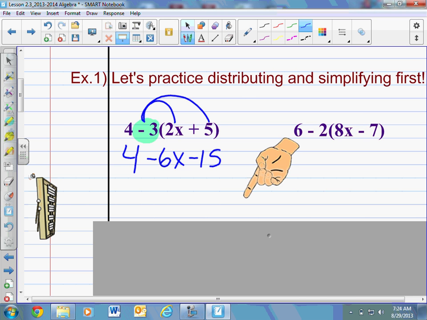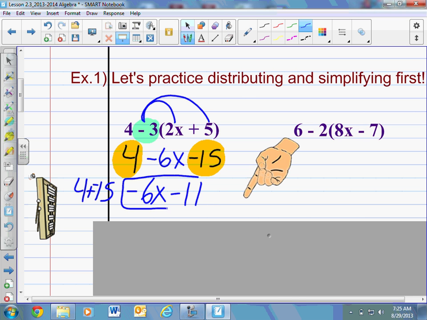Now it looks like I have like terms here, right? I have a like term of a 4 and a like term of a negative 15, or 4 minus 15. Now I'm going to do it on the side over here because in my head this helps me out. 4 minus 15. Don't change opposite, opposite. Okay, for me I know that's going to give me a negative 11. So I'm going to write that right here. And then I'm going to rewrite the negative 6x. And there's your answer. Okay.